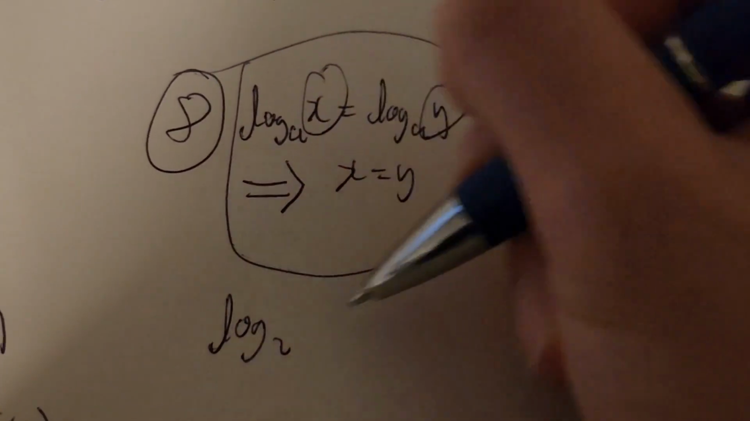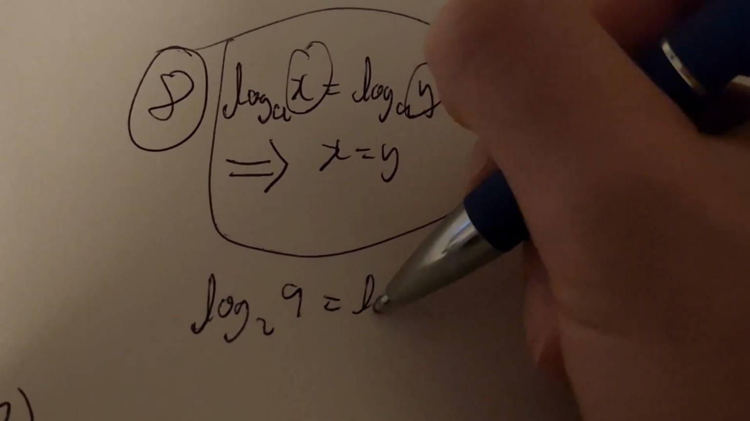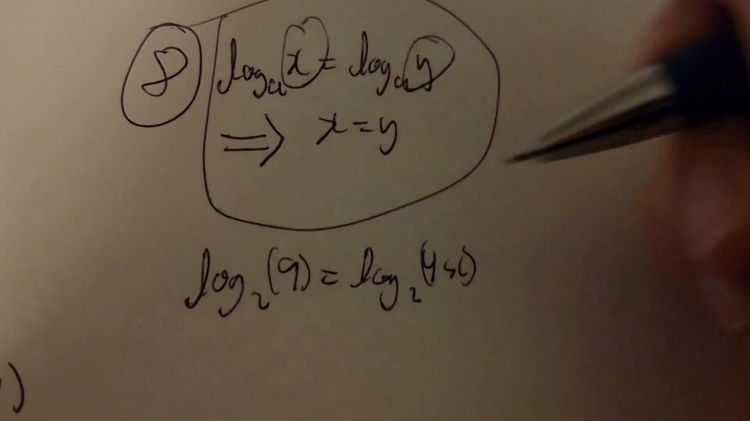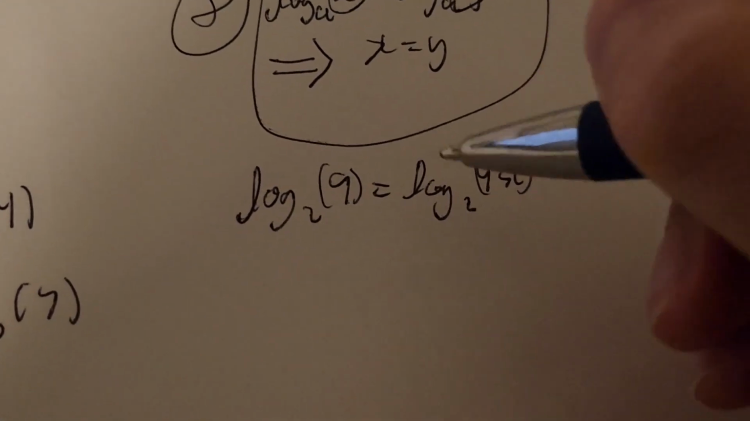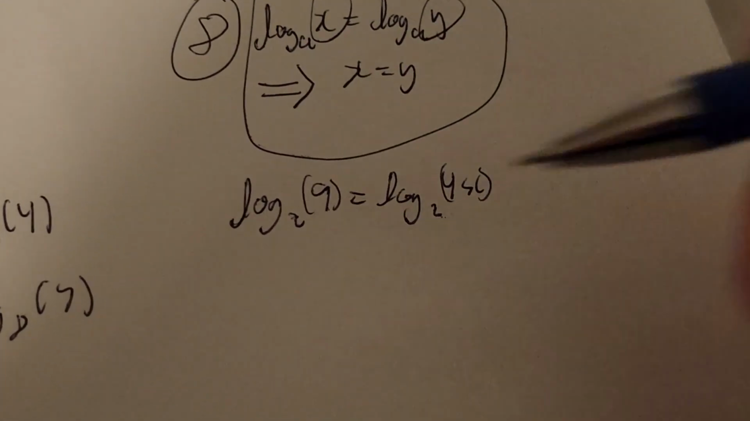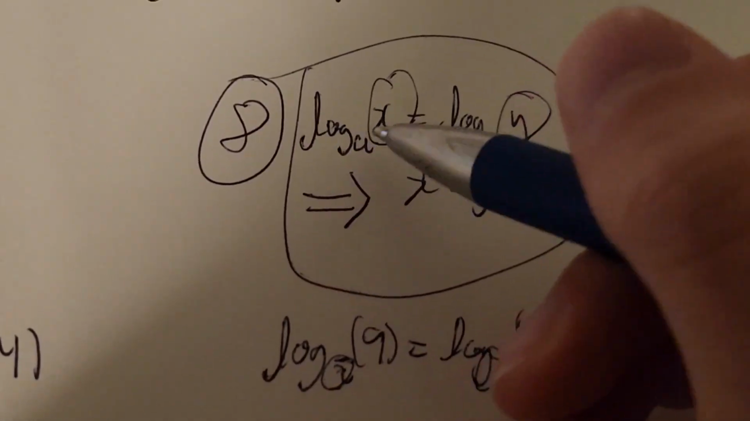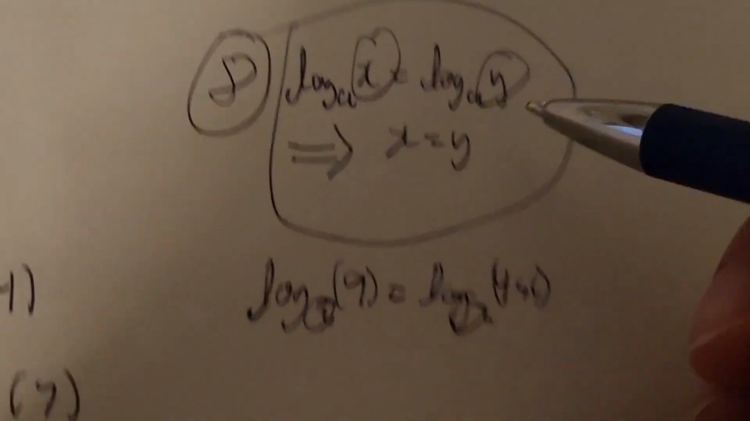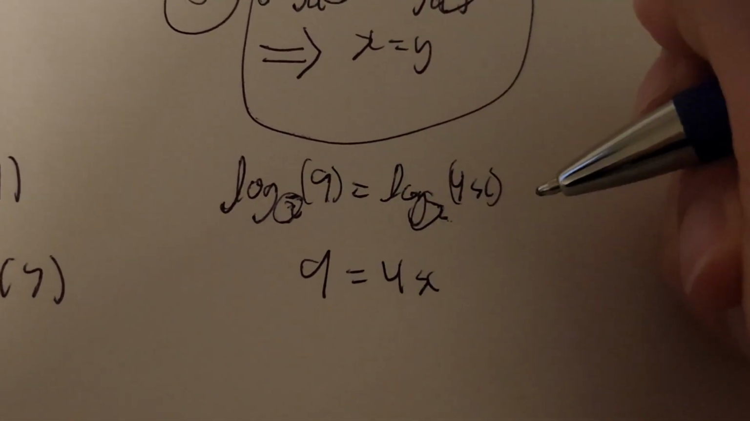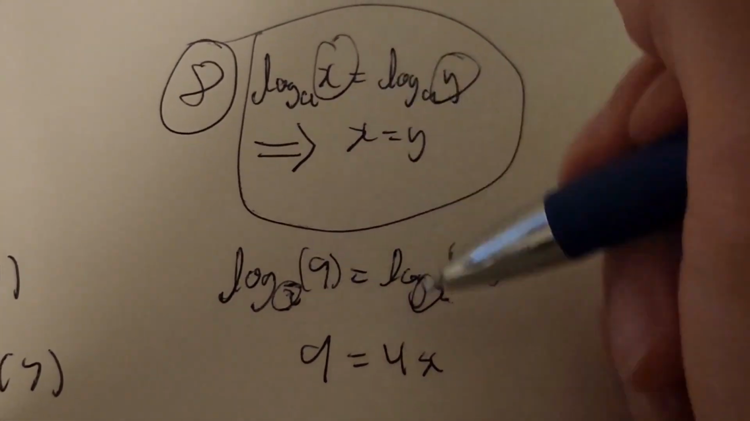So let's use this as an example. Let's say we have log base 2 of 9 is equal to log base 2 of 4x, right? Since the bases are the same and they're on either side of the equation, therefore, same bases implies from this rule that 9 is equal to 4x. Okay? And there you go. That's how you use the equality rule.